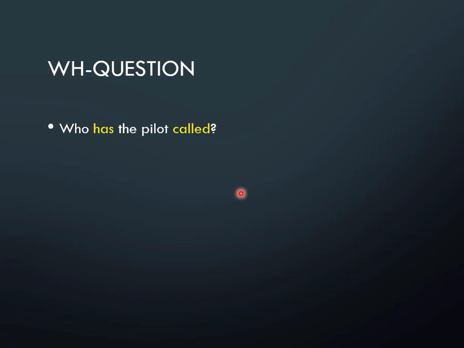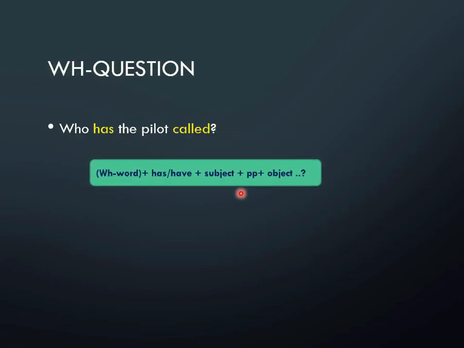Look at the question in front of you. Who has the pilot called? In this sentence, we follow this structure. Here, we write the question word at the beginning. After that, we write the helping verb has or have, subject, past participle, and the object at the end.